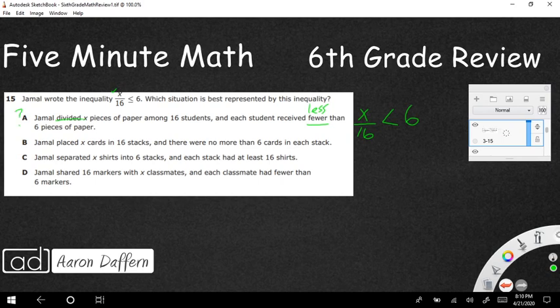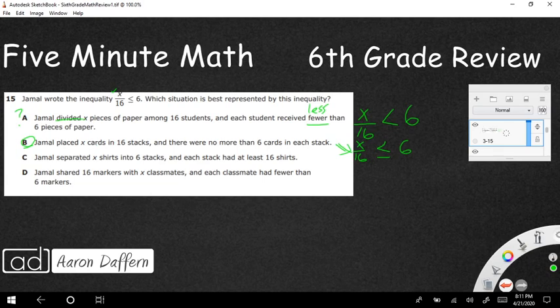B: Jamal placed X cards in 16 stacks, and there were no more than six cards in each stack. So it's going to look kind of like the same as this other one. X cards in 16 stacks, and there were no more than six. So it could be six. So it's going to be six or less than six. So actually, this B is going to be our correct answer.